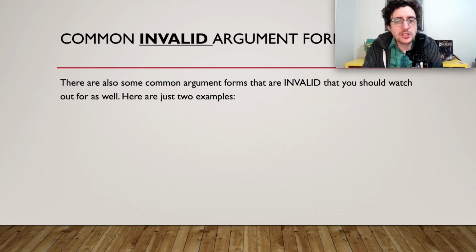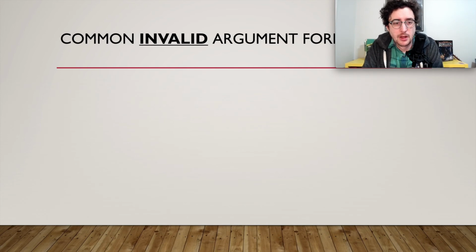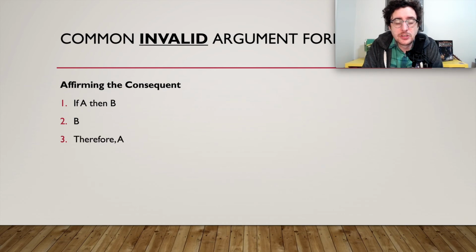But there's also some common argument forms that people use that are invalid. Here's just two examples. The first is known as affirming the consequent. So the first premise says, if A, then B. The second premise says, well, B is true, and it concludes A.